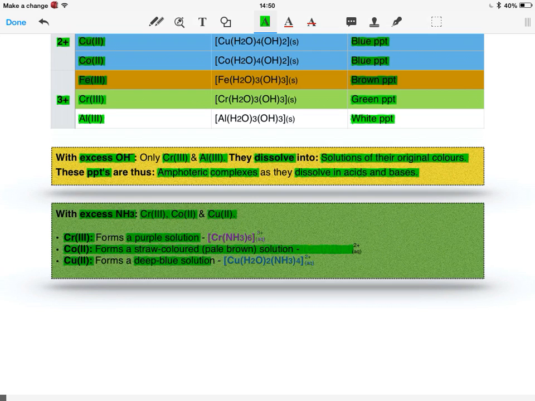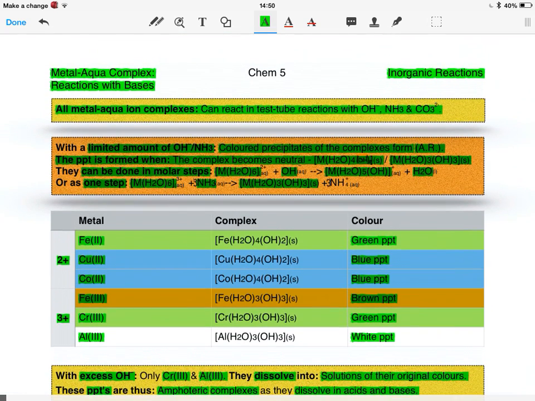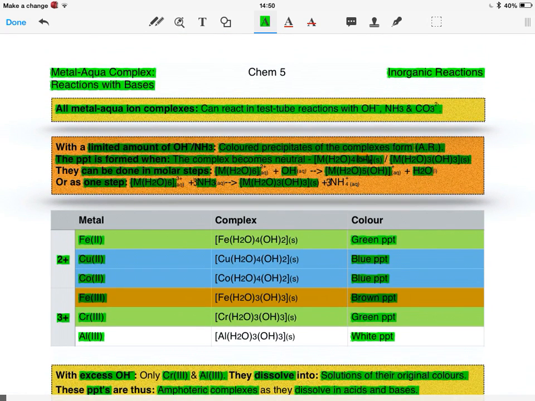And that's all you need to know for the bases of ammonia and hydroxide. The final base, which was carbonate, I'll discuss in the next video.